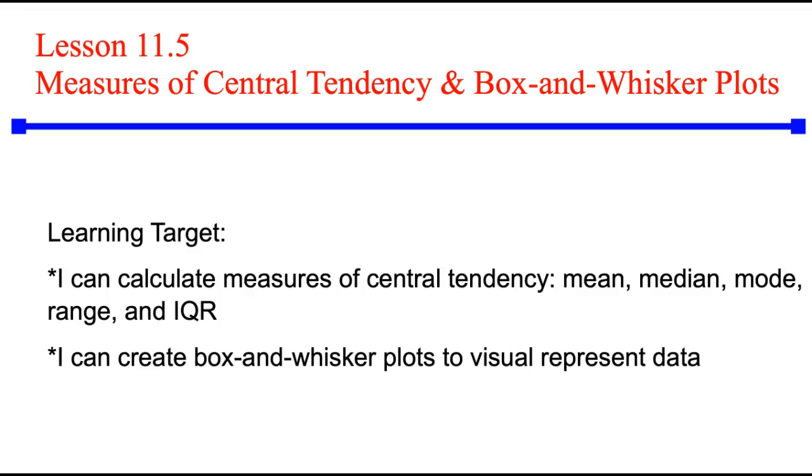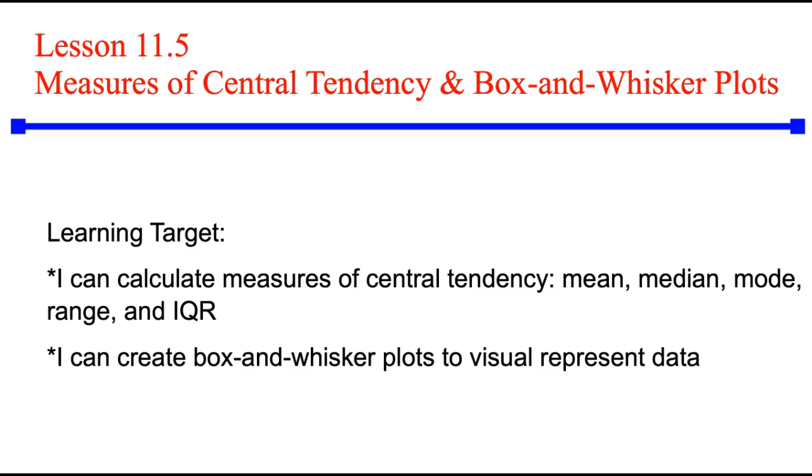We've got 11.5, measures of central tendency. The second half of this chapter is going to be a statistics half, so I think those of you who have been hating on the probability are going to like this. It's a little more calculated. Today we're going to talk about mean, median, mode, and range, and then the IQR, which you might not know what that is. Then we're going to go back and show you how to make box plots. They say box and whisker, but I think big boys and big girls say box plot, so I'm going to say box plot.